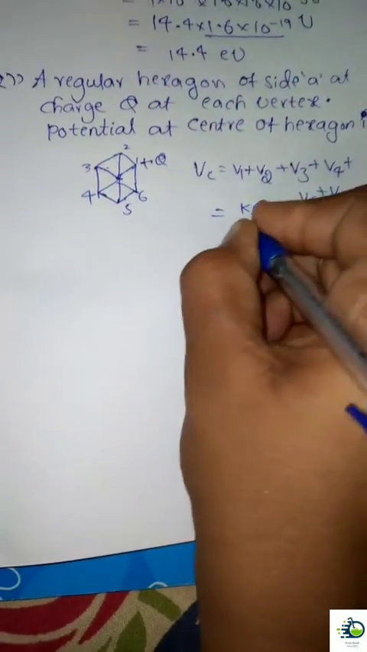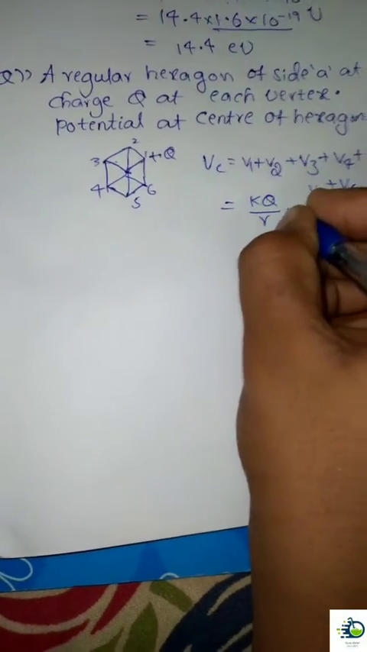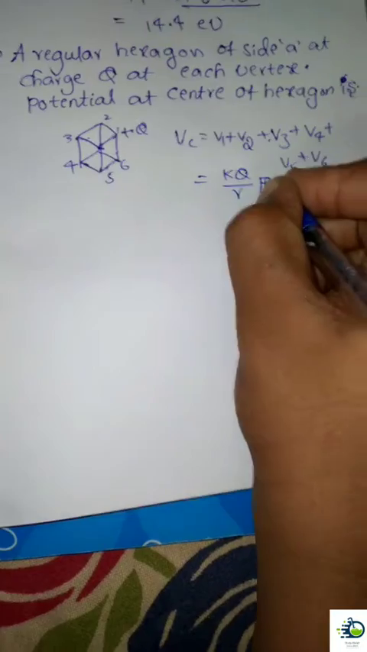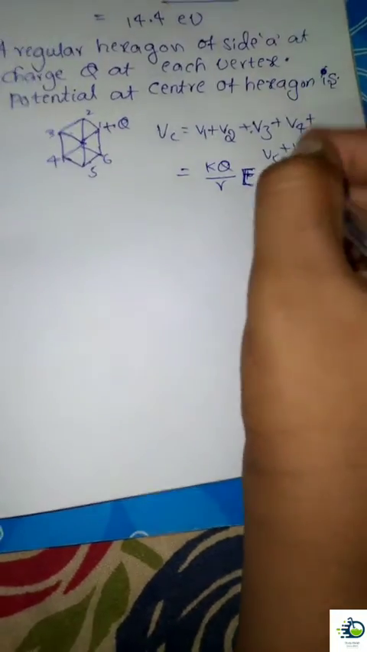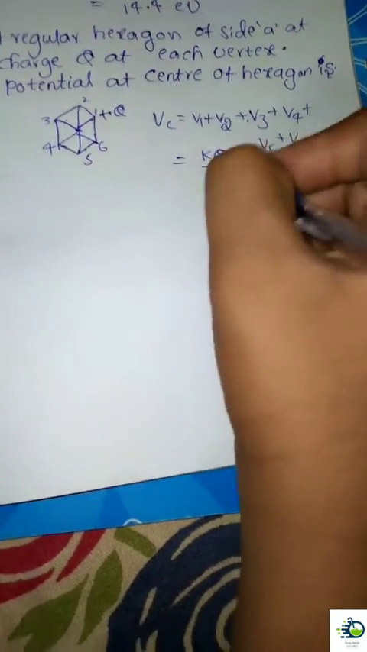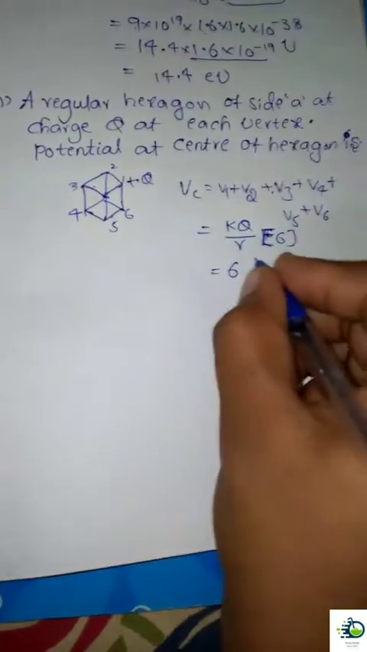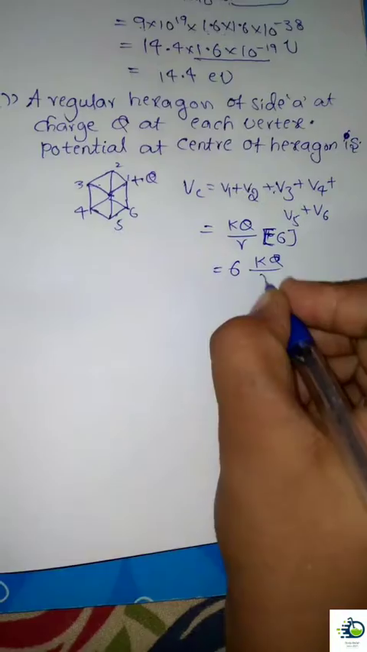Now V1 is equal to KQ by R, V2 is equal to KQ by R. All are coming as KQ by R. We take KQ by R common. Then the value here is 6. Then the answer is 6 KQ by R.